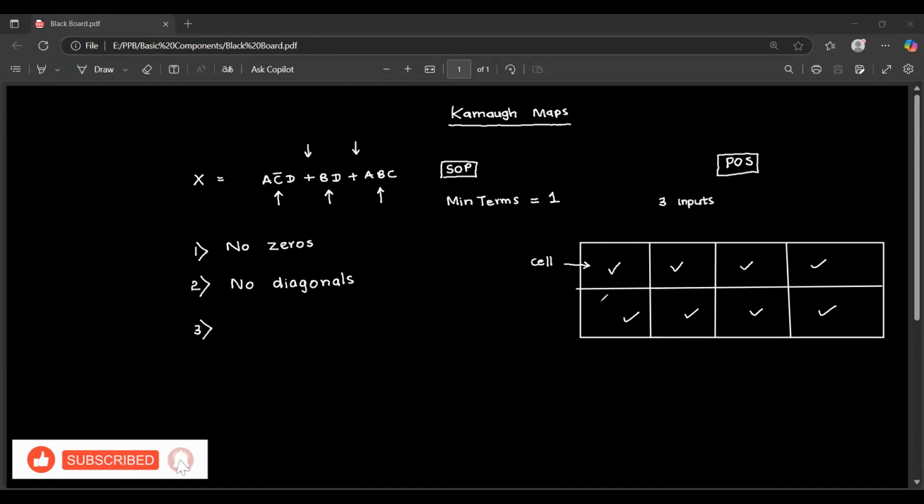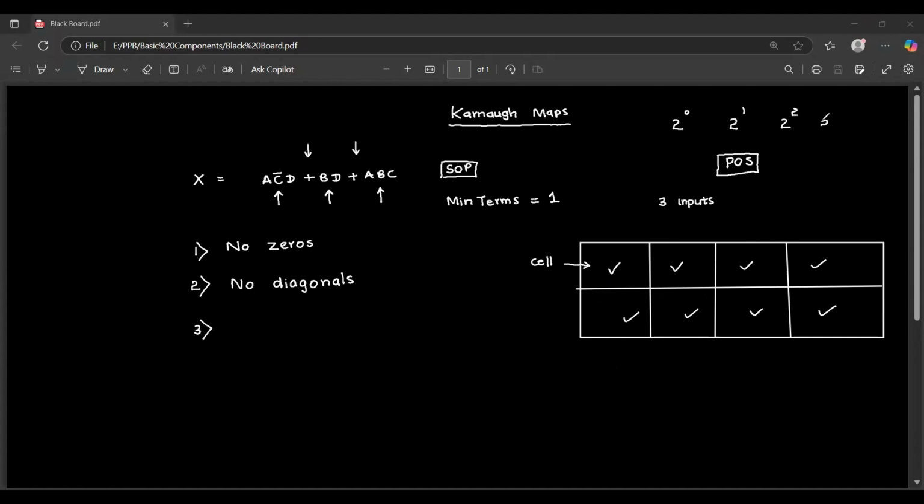The number of cells the K-map contains should be equal to a power of 2. It can be 2 to the power 0, 2 to the power 1, 2 to the power 2, 2 to the power 3, etc. So always keep in mind, only power of 2 cells.